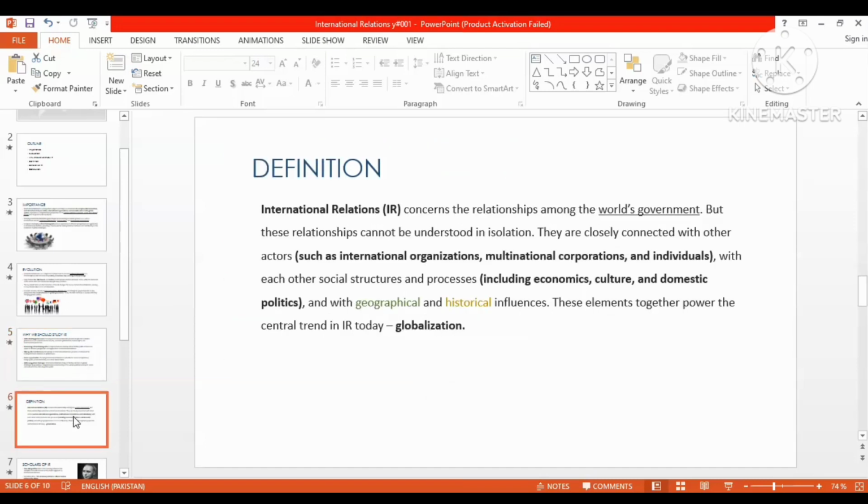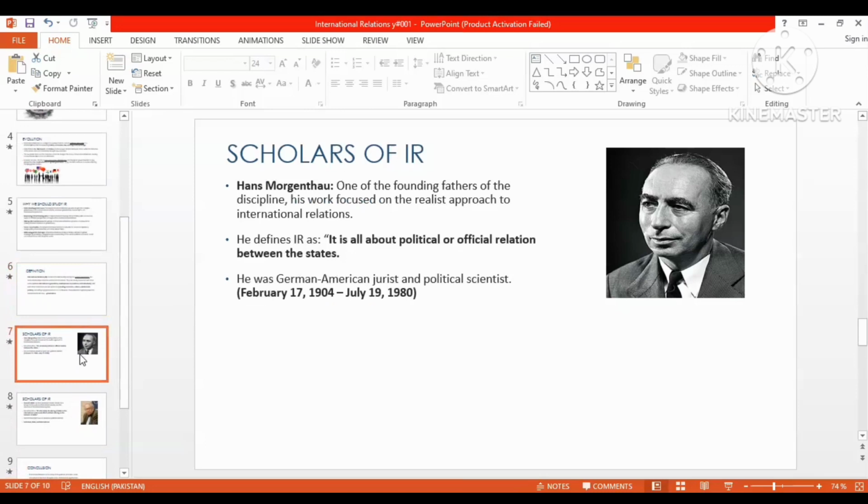Okay, so we have the definition of international relations. International relations concerns the relationship among the world's governments, not only state with state, but also government with government. But these relations cannot be understood in isolation, obviously, and they are closely connected with other actors such as international organizations, multinational corporations, and individuals, with each other and other social structures and processes, including economics, culture, and domestic politics, and with geographical and historical influences. These elements together power the central trend in IR today, which is now called globalization.